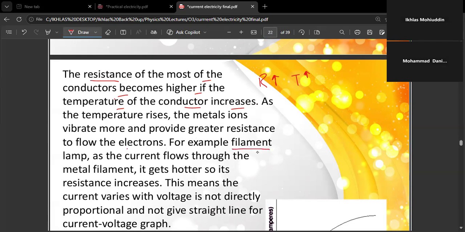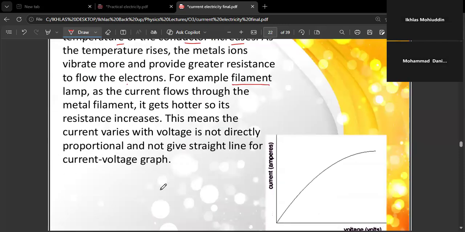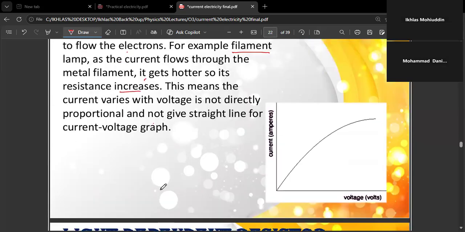For example, take the example of a filament lamp, right? As the current flows through the filament lamp, it gets hotter. When it gets current, the temperature of the filament increases and it becomes hotter. So now the resistance will also increase. This means the current varies with the voltage but is not directly proportional, so it does not give us a straight line for the current voltage graph. Look at the graph for the filament lamp.